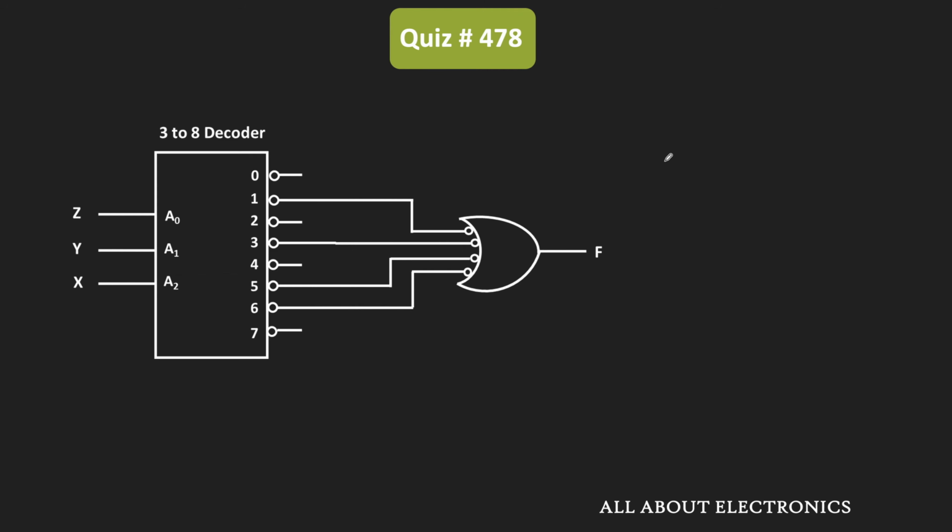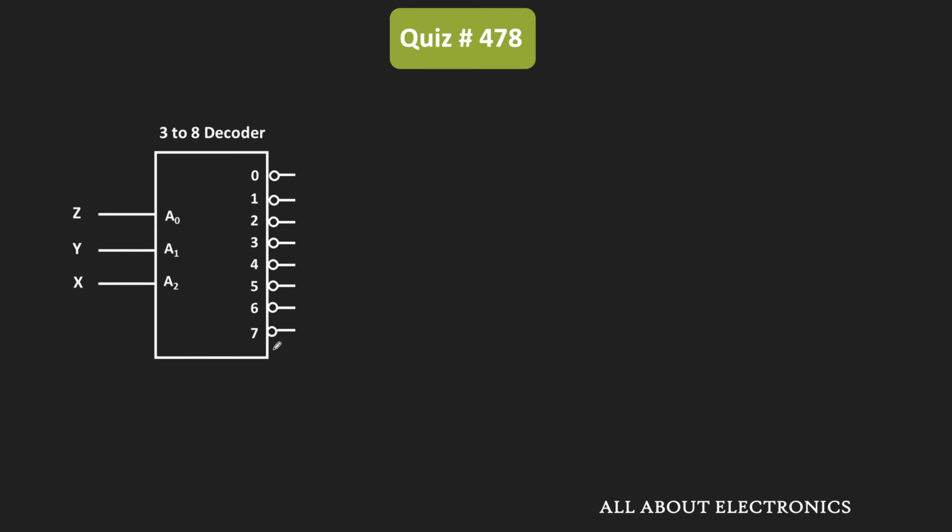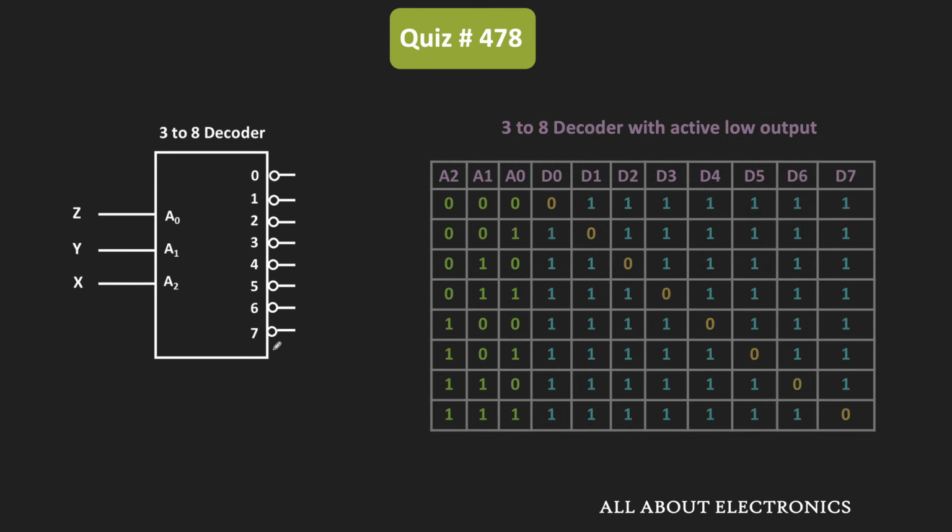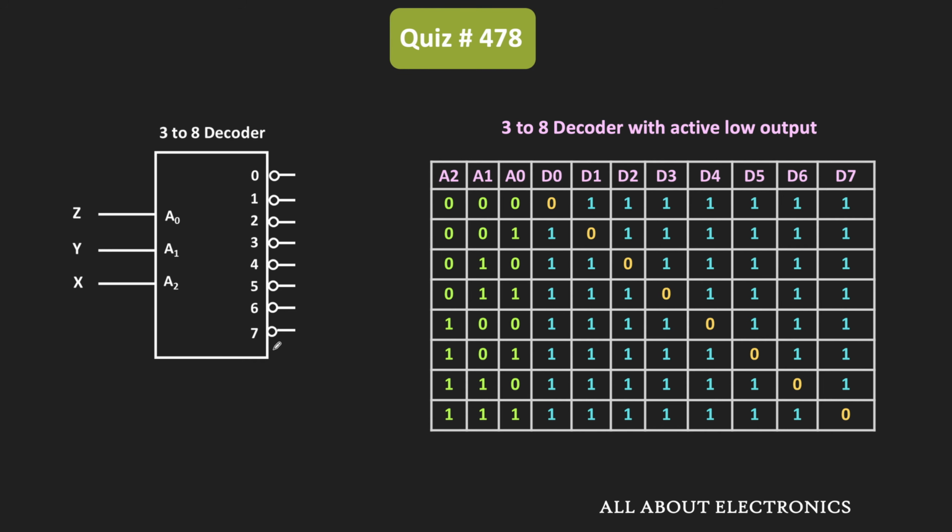So if you observe the circuit, all the outputs of this 3 to 8 decoder are active low, meaning that when one of the outputs of this 3 to 8 decoder is active, it will become logic low. For example, when the inputs A2, A1 and A0 are 0, 0, 0, then this D0 output will become active. And since the output is active low, that output will become 0. At that time, all other outputs will remain 1.